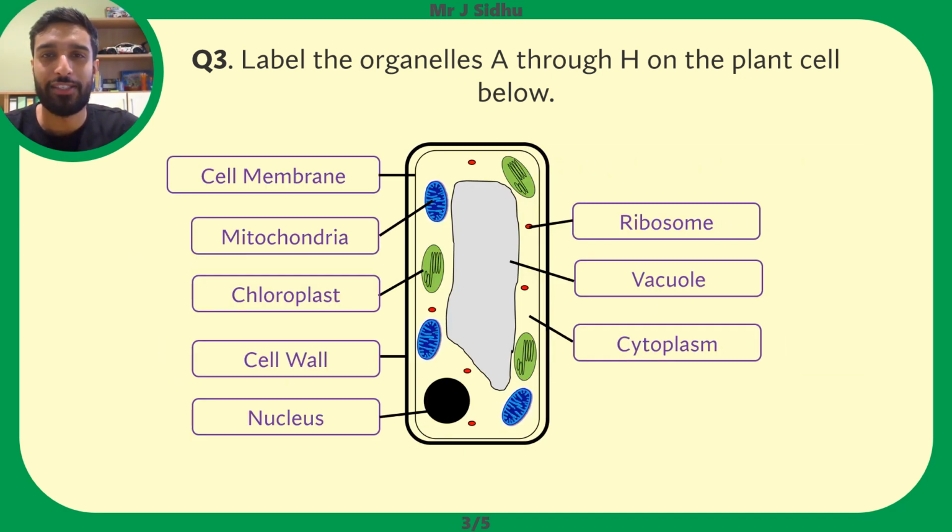And now the answers for question number 3. A was the cell membrane. Remember, that's the inner of the 2 walls. The mitochondria was B. C was the chloroplast, which contained the green pigment chlorophyll, which is used in photosynthesis. D was the cell wall, which is the outer layer of the plant cell. E was the nucleus, F was the ribosome, G was the vacuole, and H was indeed the cytoplasm. So as always, well done if you got those right. Please remember they are there in purple, which means you should be self-assessing your work.